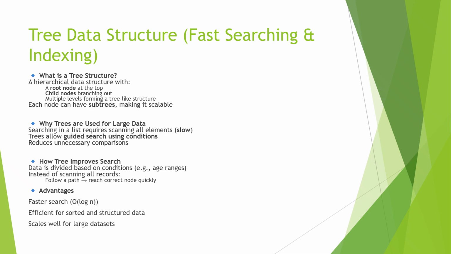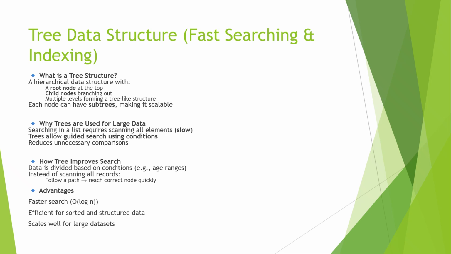Tree data structure. A tree data structure is a hierarchical model in which data is organized in the form of nodes, starting with the root node at the top and branching into child nodes across multiple levels, forming a tree-like structure. Each node can further have its own subtrees, making the structure highly scalable and suitable for large datasets. Trees are particularly useful for handling large data because they enable efficient searching compared to linear structures like arrays, where every element must be checked sequentially.